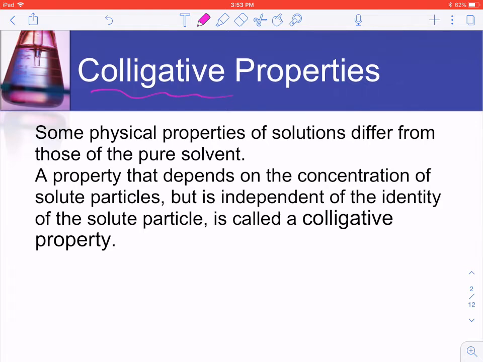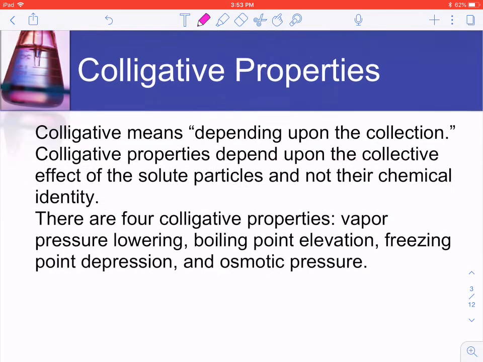Colligative means that we don't really care about what solids are dissolved. What we care about is how much of them is dissolved. So colligative literally means depending on the collection, aka how much of that stuff is dissolved in solution. I don't care if it's NaCl, CaCl2, what have you. We care about how many solute particles are in there, not what they are made of.